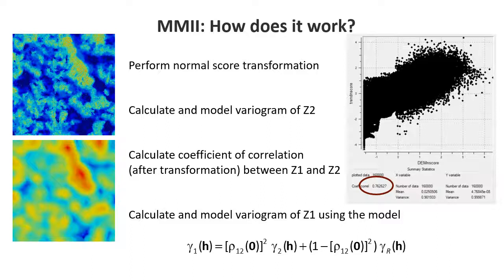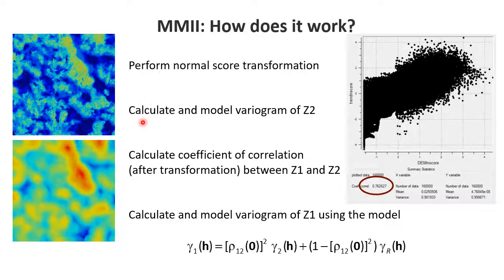So what we need to do, first of all, is to perform normal score transformations. So what we do here is we do a normal score transformation on the hard variable, that's our analog, and our soft variable analog. And we can now look at the correlation coefficient, which we notice here is 0.76. Let me put my pointer on. So here's that correlation coefficient.